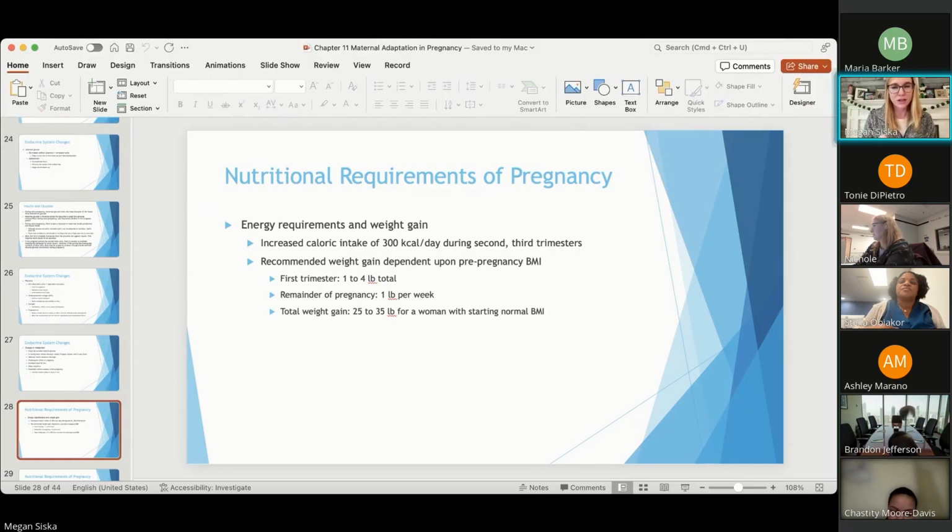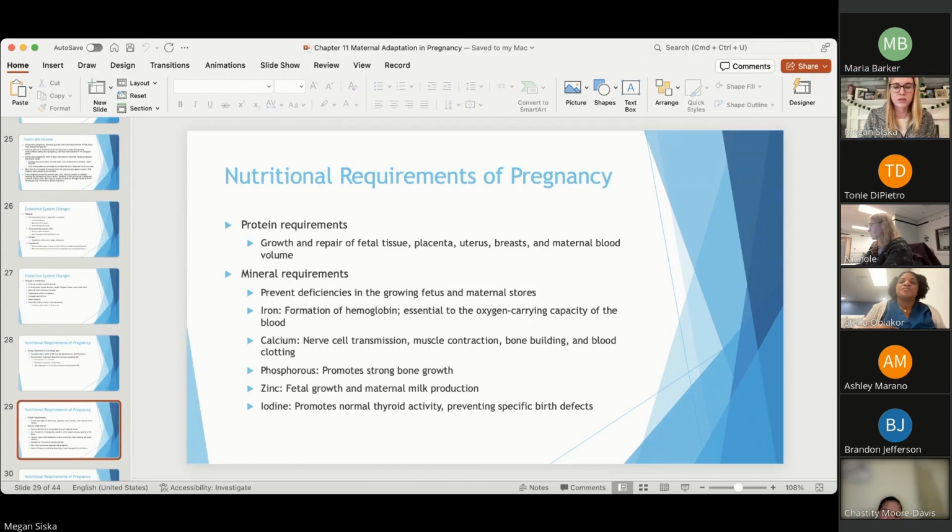As far as weight gain, it really just depends on what your pre-pregnancy BMI was. So if you were starting pregnancy with a quote unquote normal BMI, then it's very typical to gain somewhere between 25 to 35 pounds by the end of the pregnancy. Most of that weight you put on in the second and third trimester.